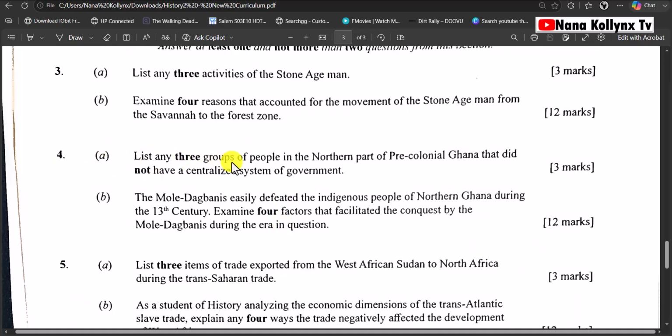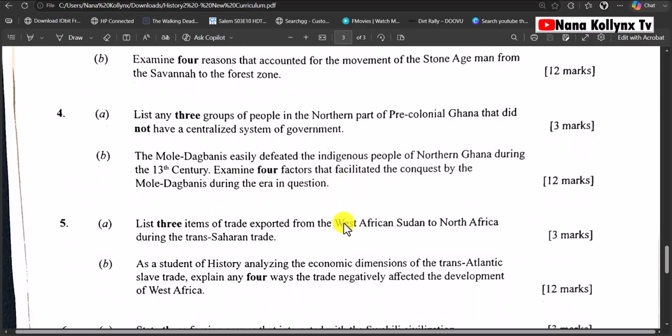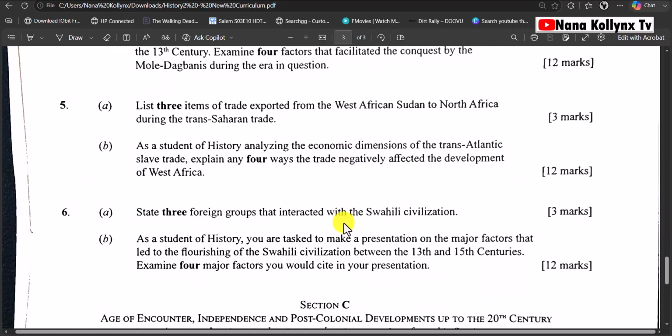List the 3 groups of people in the northern part of pre-colonial Ghana that did not have a centralized system of government. 4B. The Moli Dagbanis easily defeated the indigenous people of northern Ghana during the 13th century. Examine 4 factors that facilitated the conquest by the Moli Dagbanis during the era in question. Let's go to question number 5.